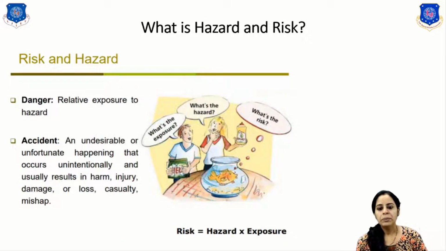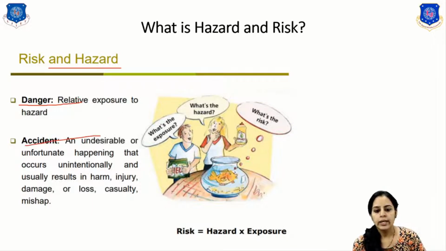Now what do you mean by risk and hazard, which includes the danger and the accident, okay. So the danger means a relative exposure to the hazard, and the accident is an undesirable or unfortunate happening that occurs unintentionally and usually results in harm, injury, damage or loss, and mishap, okay.